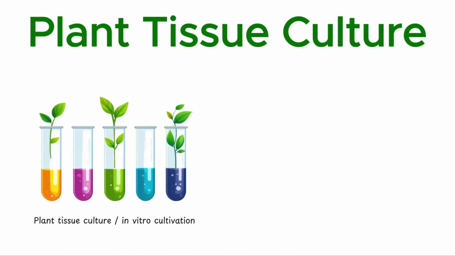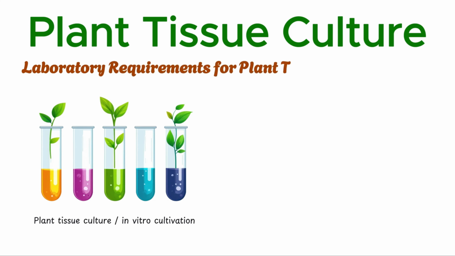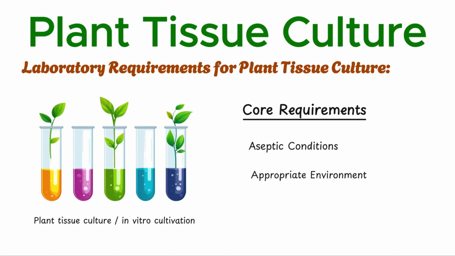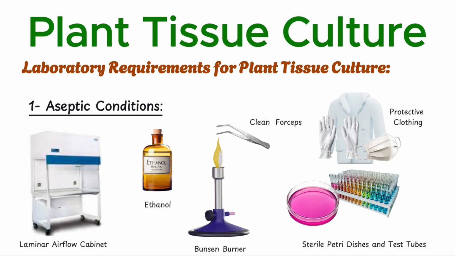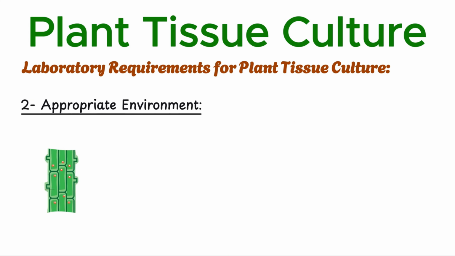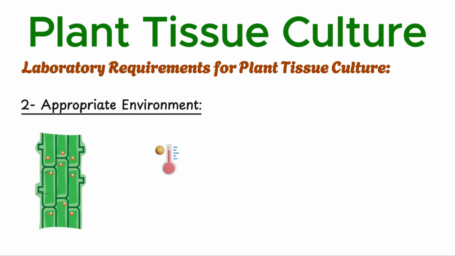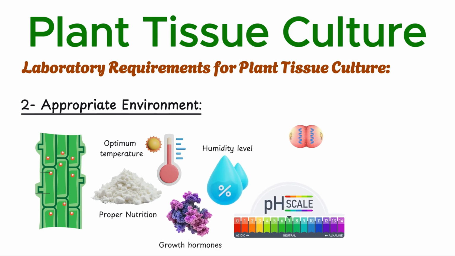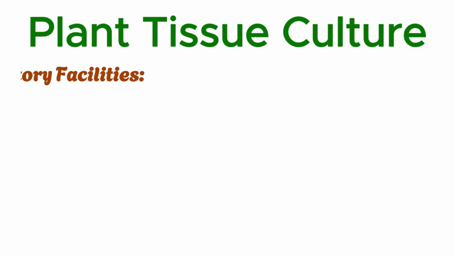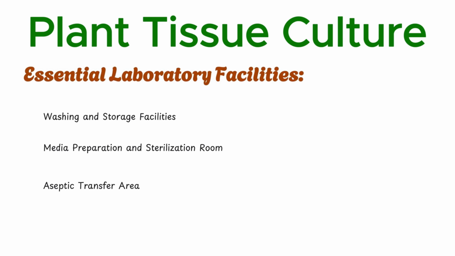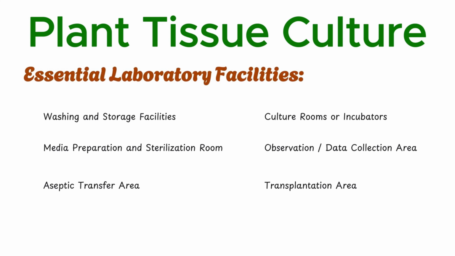Plant tissue culture, or the in vitro cultivation of plant parts, requires specific laboratory conditions and facilities to ensure successful growth and development. Here are the key requirements. Cultivation must occur in a sterile environment to prevent contamination by microorganisms. The isolated plant material needs optimal conditions to promote cell division and the expression of its regenerative potential. To perform plant tissue culture effectively, the following facilities are indispensable.